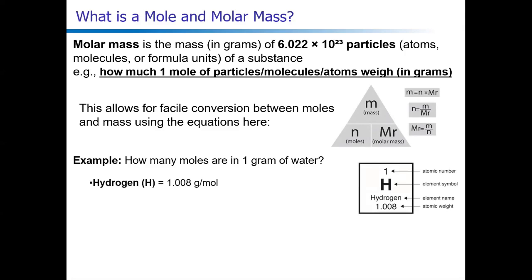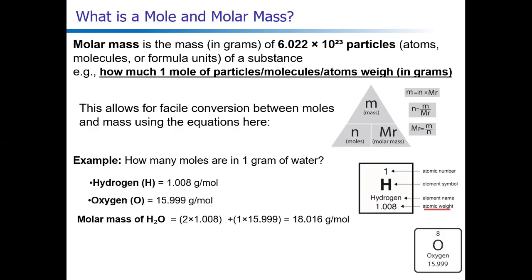To do this, we need the molar mass of water. So here we can look at the periodic table. Hydrogen is about 1.008 grams per mole, while oxygen is about 15.999 grams per mole. And since water is H2O, that is 2 hydrogens and 1 oxygen, we calculate this as 2 times 1.008, so 2.016 for hydrogen, plus 1 times 15.999 for oxygen. We add them up and we get a molar mass of 18.016 grams per mole.